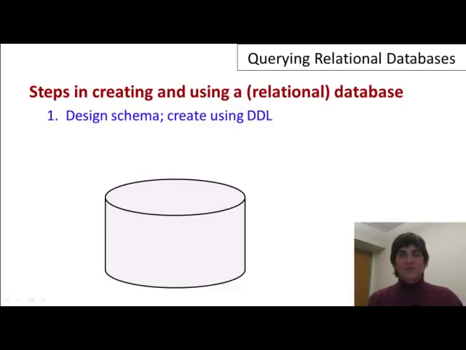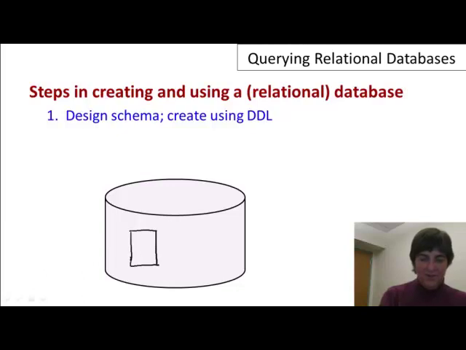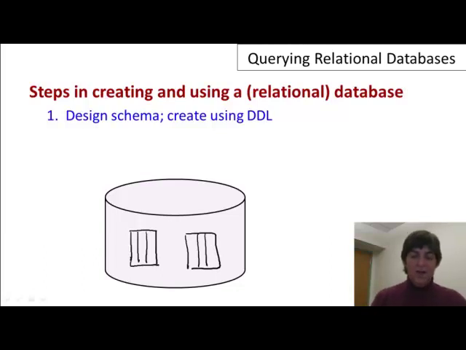So the first step is to design the schema of the database and then create the schema using a data definition language. As we discussed in previous videos, in a relational database, the schema consists of the structure of the relations and the attributes of those relations. So we set those up inside our big disk.